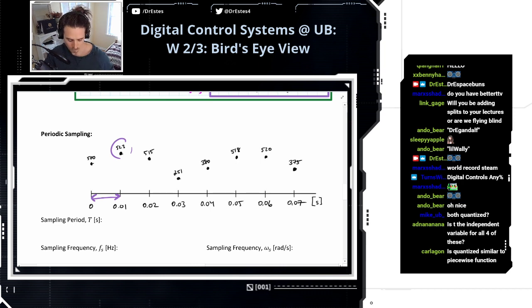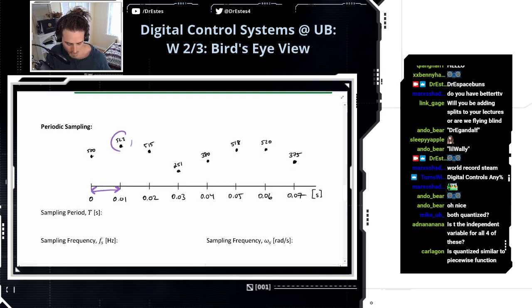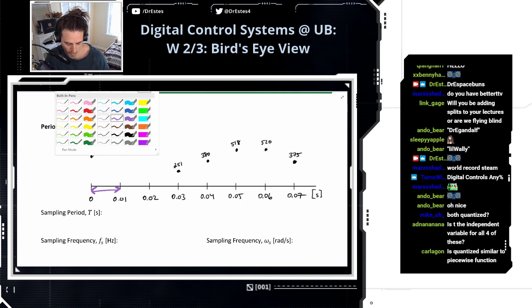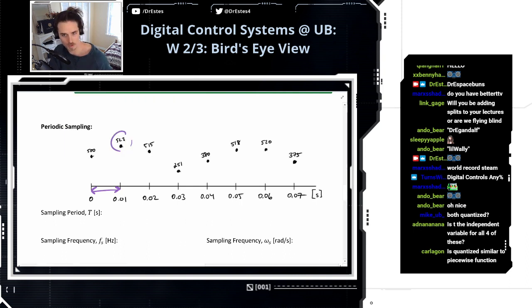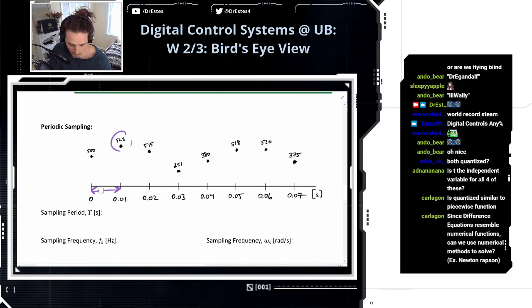All right. So let's introduce some terminology here that we're going to use for the rest of the course. This time in between samples, this time interval, this is the sampling period. And we just use the variable capital T.